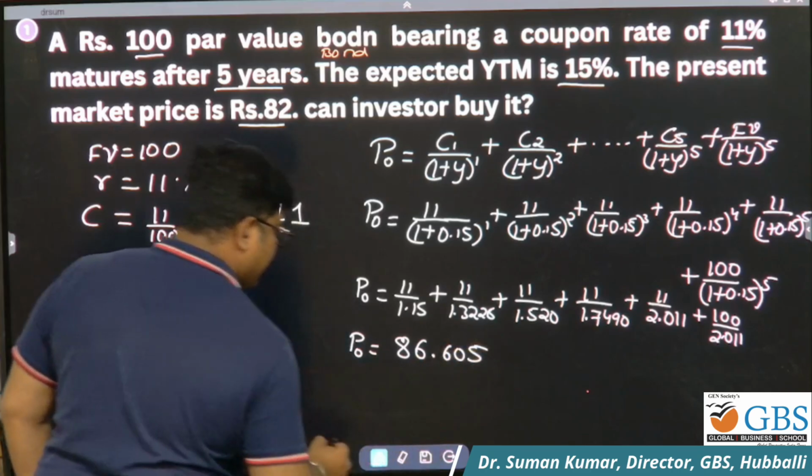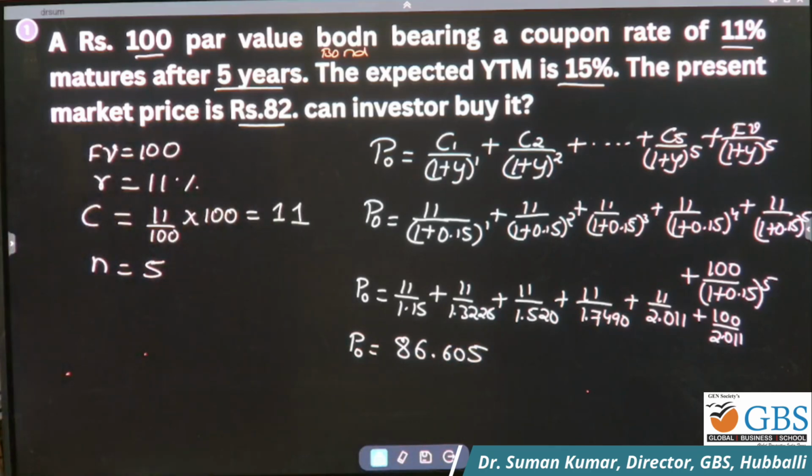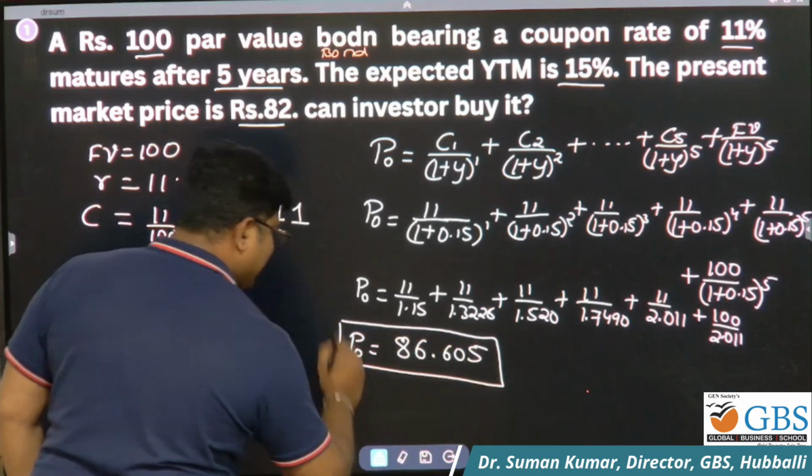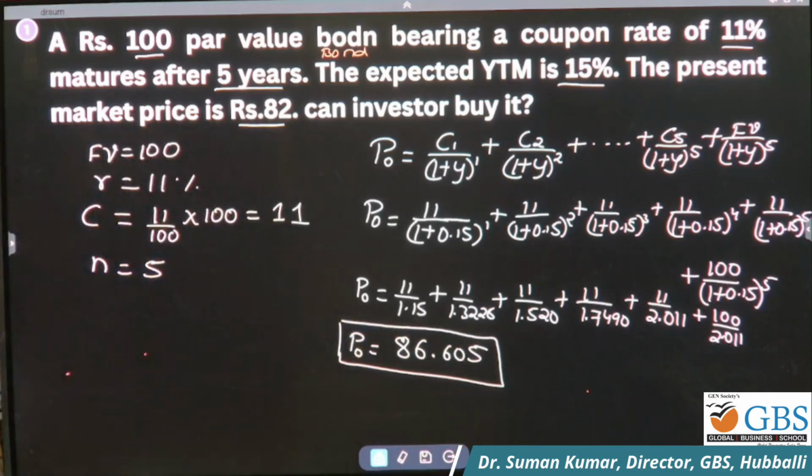$86.605. Check. 86 point 556. No problem. 86.6. I can say 86 point. Have you got this answer?